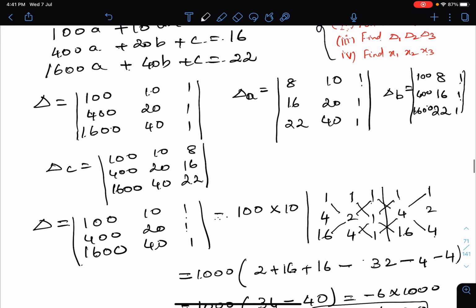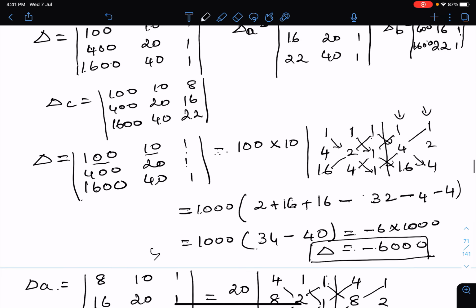Now, first I am finding del. I am taking out the common elements, here it is 100 and here it is 10, so this becomes very simple. Then you expand this by repeating your first column and your second column. First the principal diagonal and then the adjacent 2 diagonals, these 3 diagonals you put plus, and the opposite diagonals you take as minus, and you get the value of del.